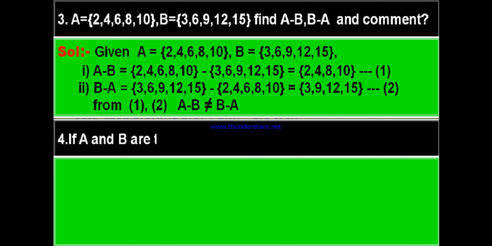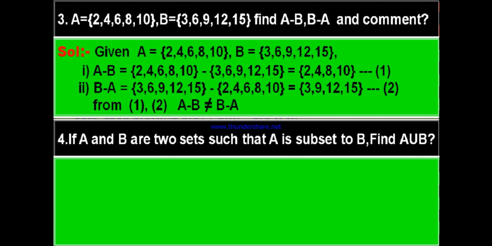Now question number 4. If A and B are two sets such that A is a subset of B, then find A union B. Here, what is the subset we just came across? We learned what a subset is now. Here it is given that A is a subset of B.